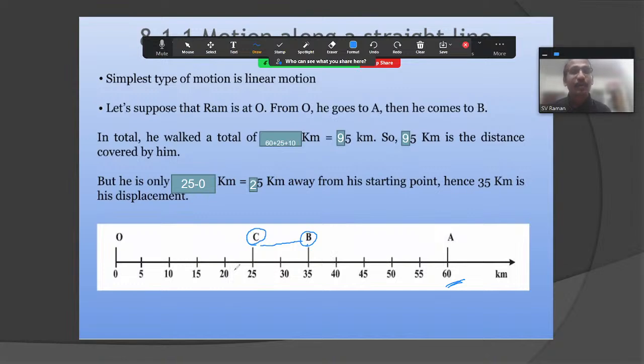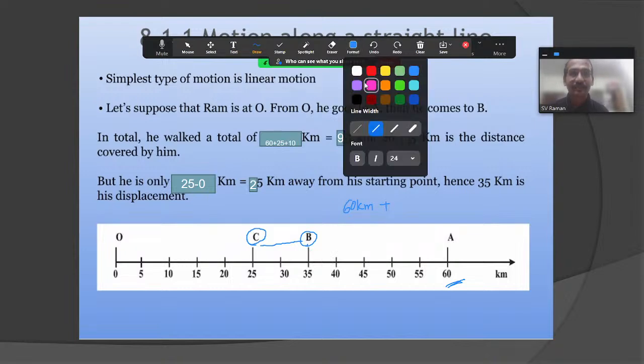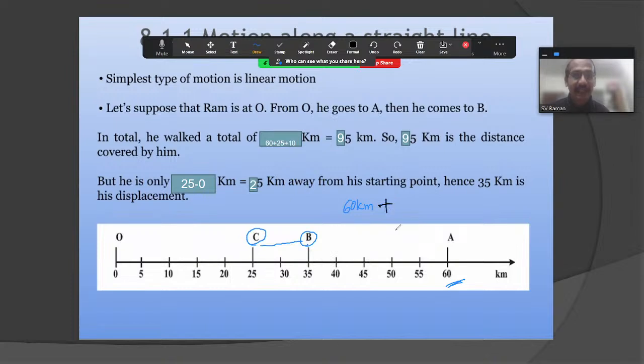Now, what is the distance he traveled? 0 to 60, 60 kilometers he traveled. Plus A to B. On the scale, you can see 5, 10, 15, 20, 25 kilometers. 25 kilometers he has traveled. Plus B to C, again 5 plus 5, 10 kilometers he has traveled. So totally how much? 95 kilometers traveled by the boy. Now we will see the displacement later after clearing the distance concept.